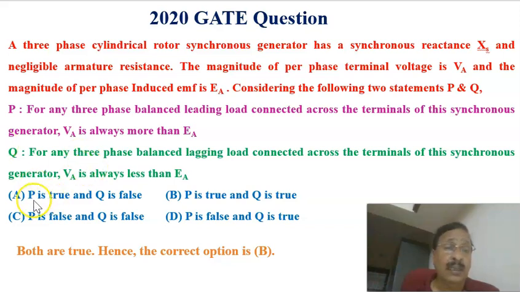Therefore, these are the statements P and Q. The options are: option A, P is true and Q is false. Option B, P is true and Q is true. Option C, P is false and Q is false. Option D, P is false and Q is true. Therefore, these are four options and we will see the explanation of the answer. The answer is option B, P is true and Q is true. Both P and Q are true. You can see the explanation in the coming slide.